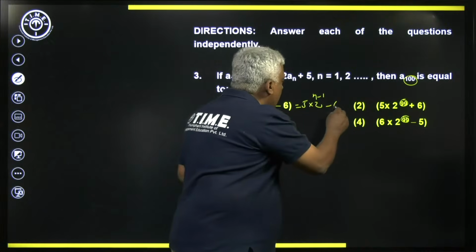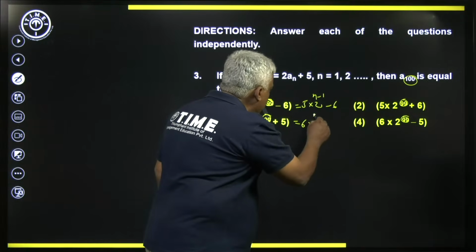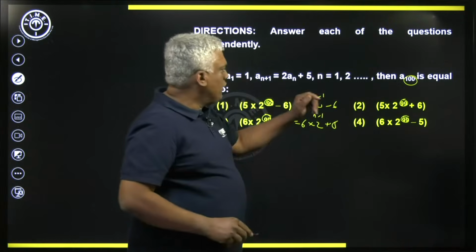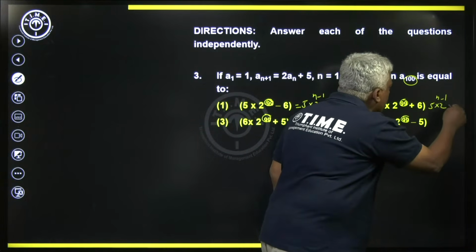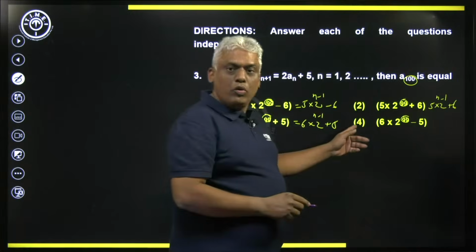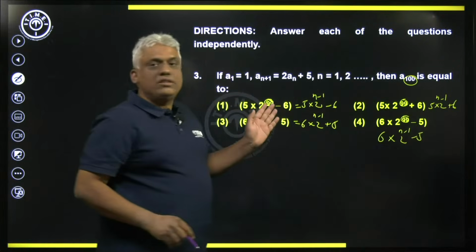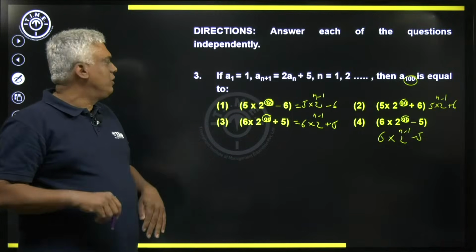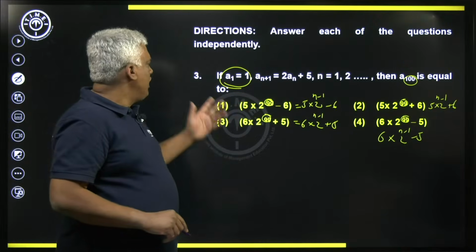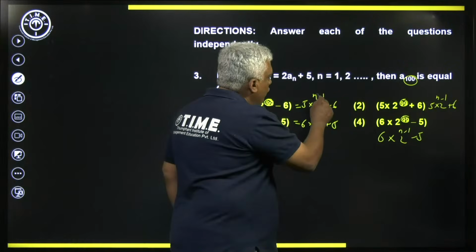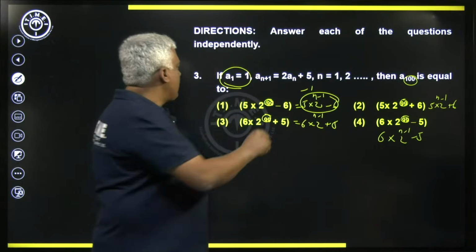In this option, you see, the nth term may look like 6 into 2 to the power n minus 1 plus 5, right? If you look at option 2, here the nth term will look like 5 into 2 to the power n minus 1 plus 6, and here the nth term will look like 6 into 2 to the power n minus 1 minus 5. So the nth term will look like this, because 100 has become 99, so n has become n minus 1. If I put n equals to 1 to find the first term, 2 to the power 0 is 1, so we'll get a1 as minus 1, right? a1 is 1, so this can't be the answer, right?